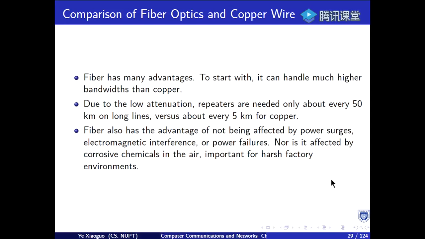Fiber has many advantages. To start with, it can handle much higher bandwidth than copper. Due to the low attenuation, repeaters are needed only about every 50 kilometers on long lines, versus about every 5 kilometers for copper. Fiber also has the advantage of not being affected by power surges, electromagnetic interference, or power failures. Nor is it affected by the corrosive chemicals in the air, important for harsh factory environments.